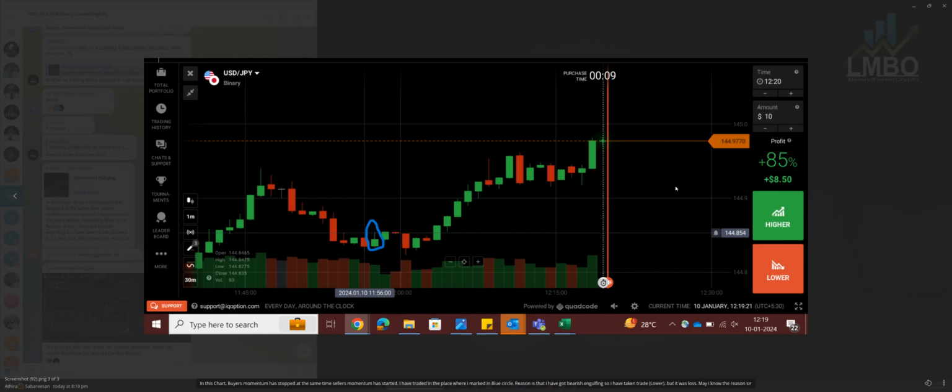Here, on the left side, there is buyer's momentum, and the buyer's momentum got stopped with a single green candle. After that, the seller's momentum didn't stop. After that, I found a bearish engulfing near that market area. That's why, because the sellers' momentum is still alive, I have gone with the down option. Again, I got lost here.